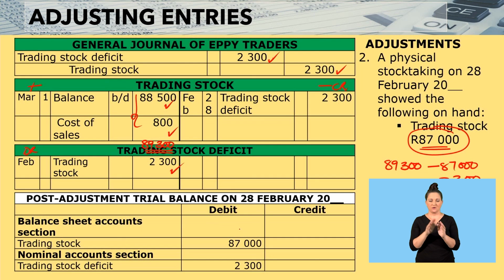Here is how it then appears in the post-adjustment trial balance. We would therefore debit trading stock 87,000. This is the one that was on hand. And we have calculated the trading stock deficit of 2,300. So we bring it in the nominal account section on the debit side, 2,300. Why debit? Because it is an expense.